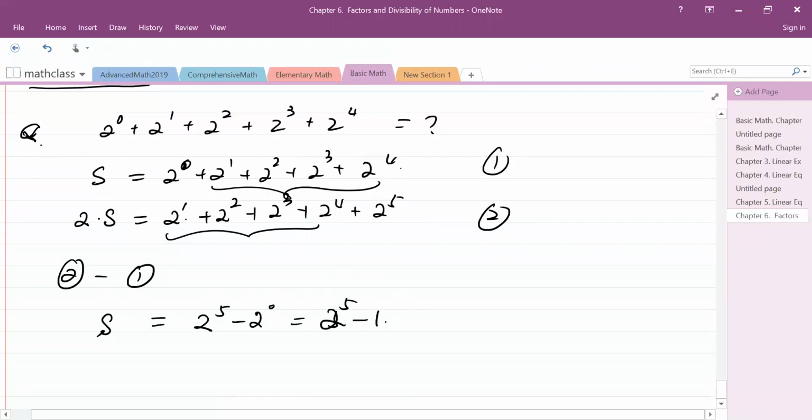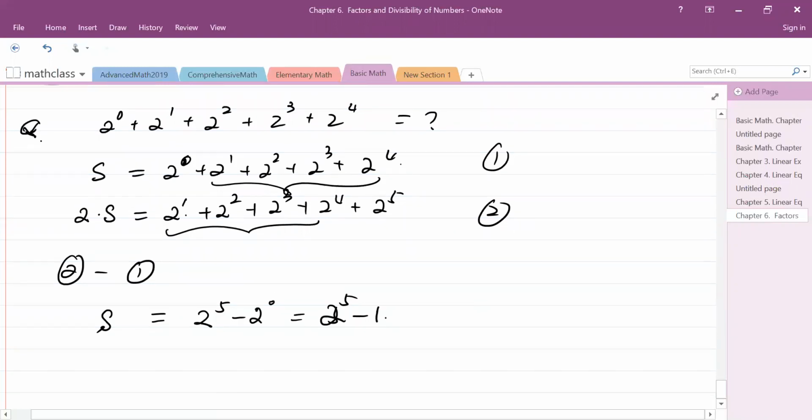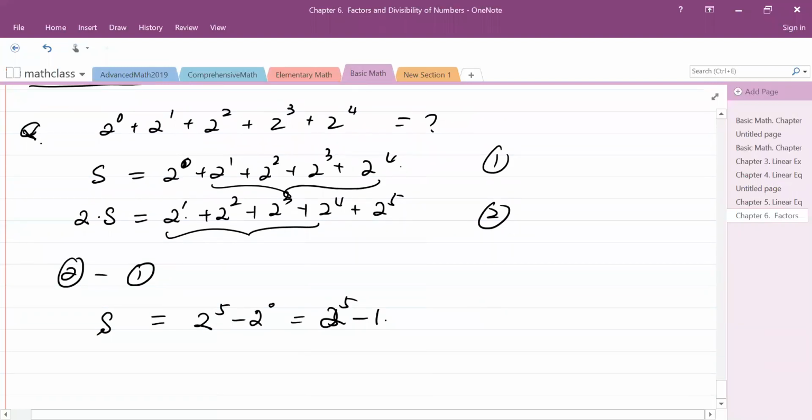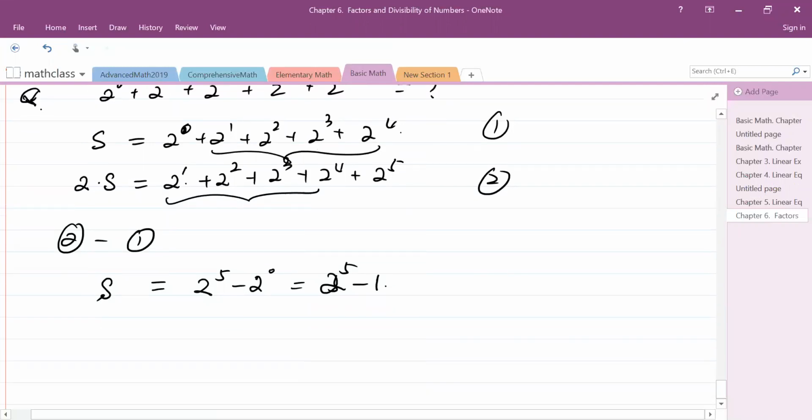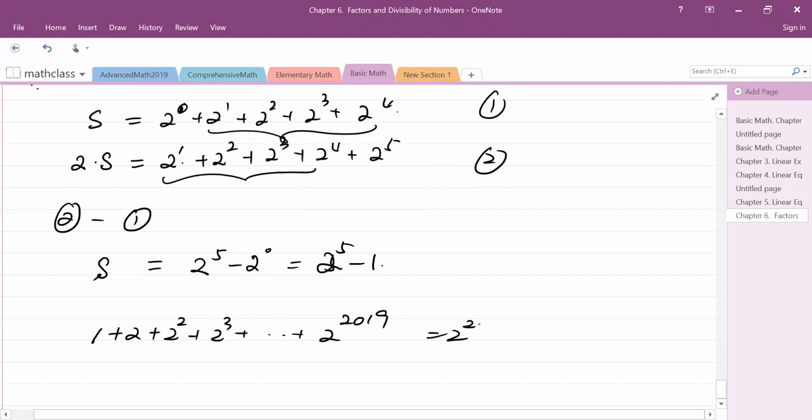Why does this work? It's weird, right? Equation 2 minus equation 1: the common part is canceled out. So in other words, in general, if we have 1 plus 2 squared, 2 cubed, all the way to 2 to the 2019, you can get 2 to the 2020 minus 1.